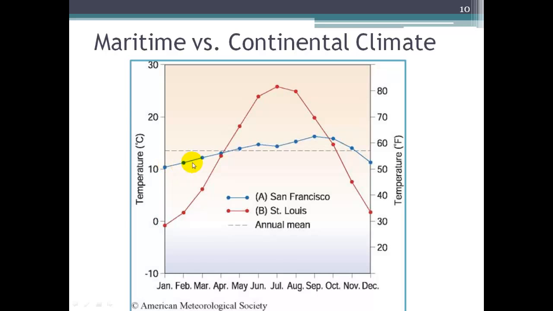Whereas San Francisco stays relatively moderate here. The peaks are not so high and the lows are not so low. That's because of the calming influence, or the moderating influence, of the water of this maritime climate. The water's slow to warm up, but when it does, it holds its heat and it has a moderating effect on the locations that are by the water.